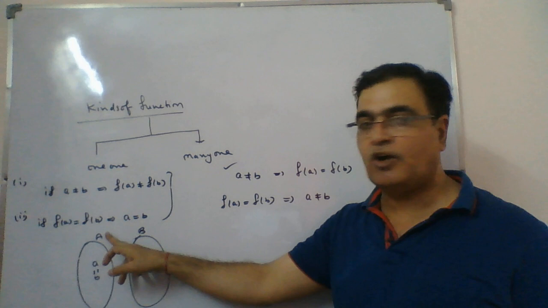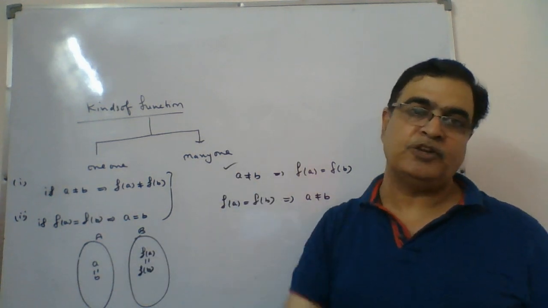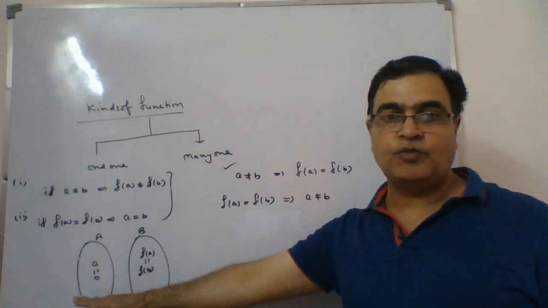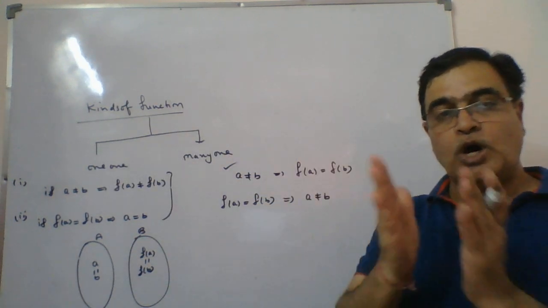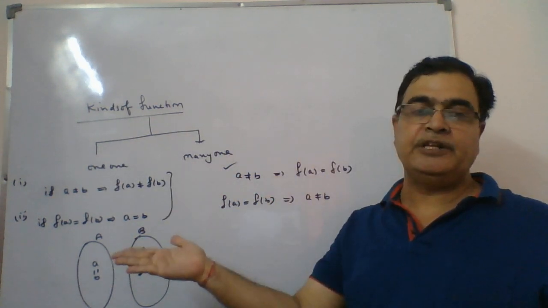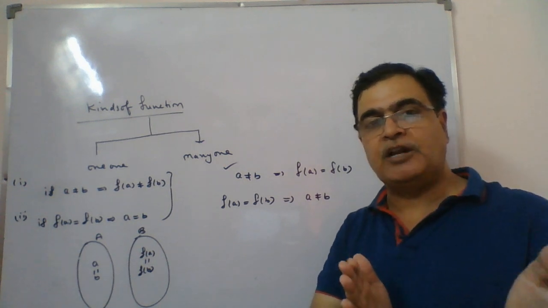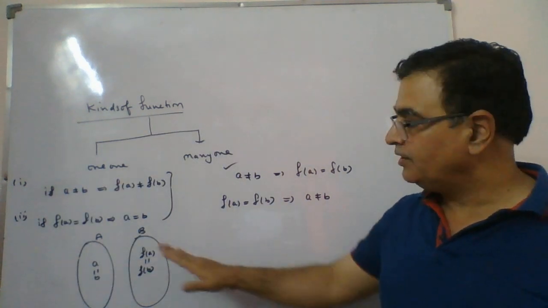So this will be the case for 1-1, or this will be the case of many-1. Whenever a function is not 1-1, it will be many-1. Whenever it is many-1, it is not 1-1. So out of the two, one will be there. Any function will be either 1-1 or many-1. That you should keep in mind.